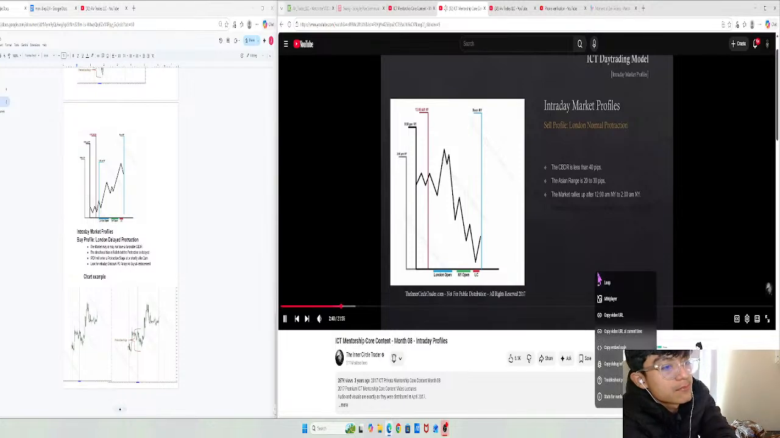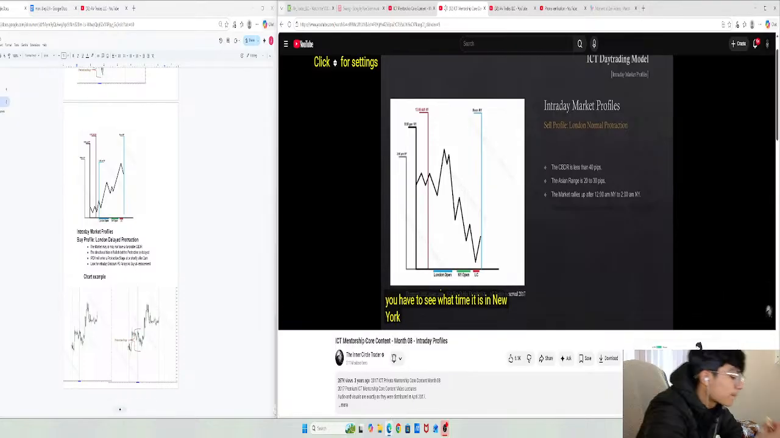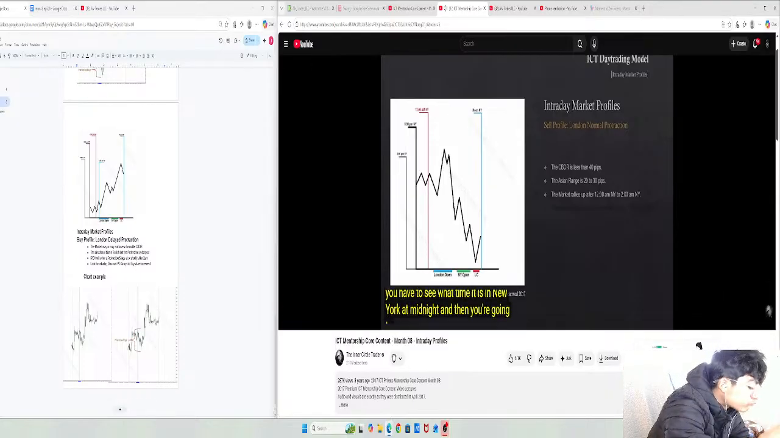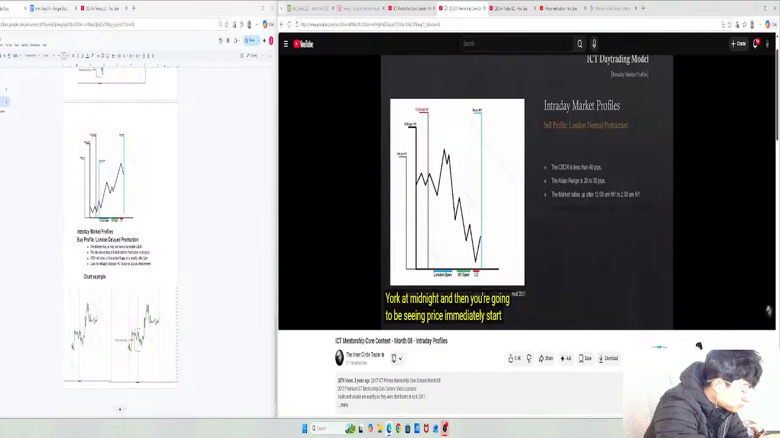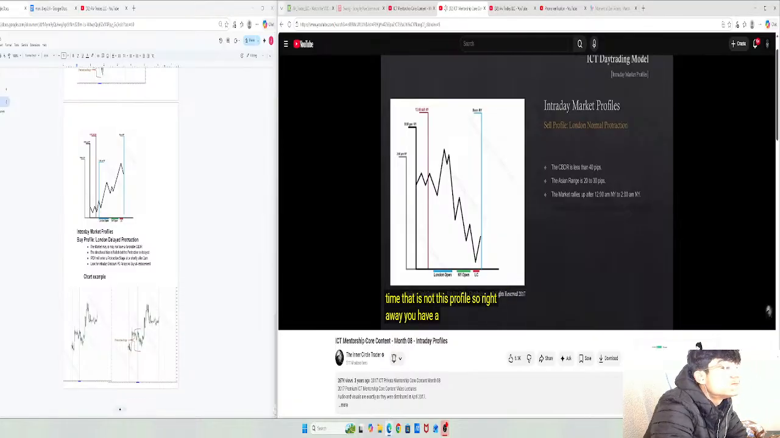Classically, the high probability scenario for this profile to unfold is you have to see what time it is in New York at midnight, and then you're going to be seeing price immediately start trading up from that point. If it does not start trading up into 2 o'clock in the morning, New York time, that is not this profile. So right away you have a filter.